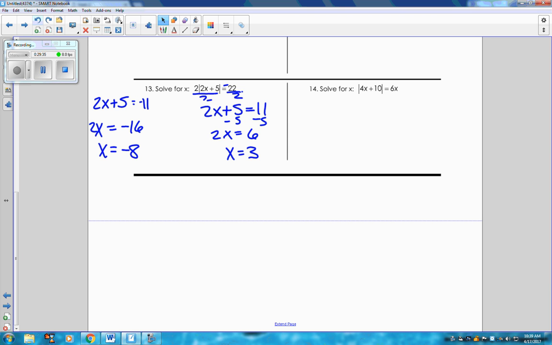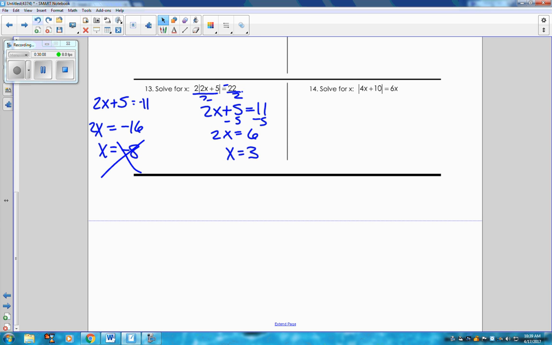Let's check our answers. Are we okay with where I got x equals negative 8 and x equals 3? Are we okay with that step? Okay, let's check our answers. Negative 8 times 2 is negative 16. Negative 16 plus 5 is negative 11. Absolute value of negative 11 is 11. 11 times 2 is 22. Does 22 equal negative 22? Doesn't work.